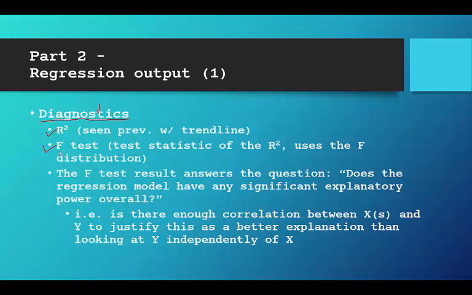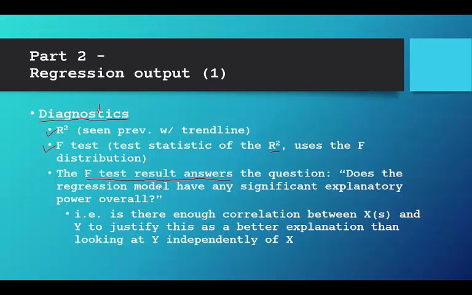Something else we'll look at is called the f-test. The R-squared is sort of this heuristic, a percentage measure. The f-test is a true test built against a test distribution or a sampling distribution, and it looks at the information contained in an R-squared and says, how well did you do in this regression? Can we test it and say that you have some significant relationship being modeled here or not? The f-test answers the question, does your regression model have any significant explanatory power overall?